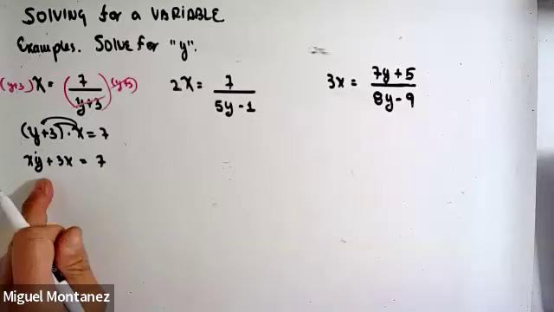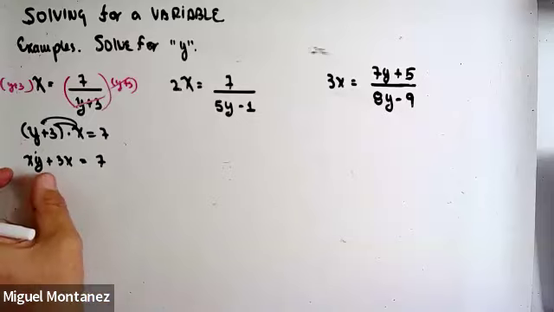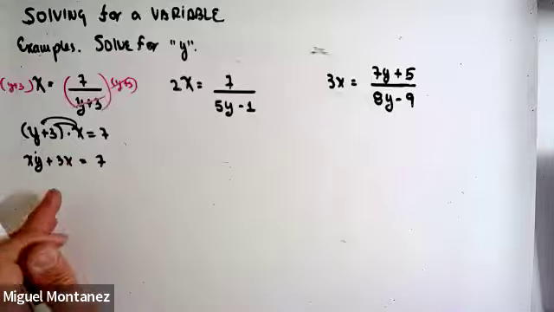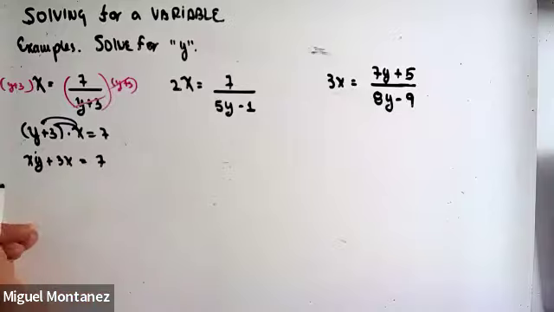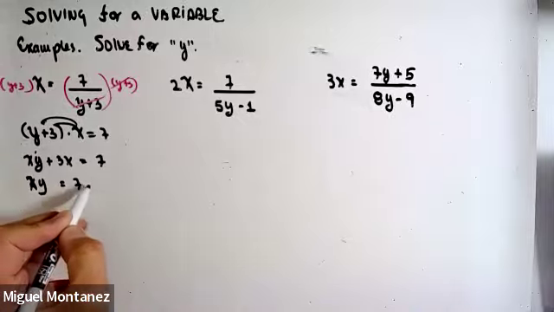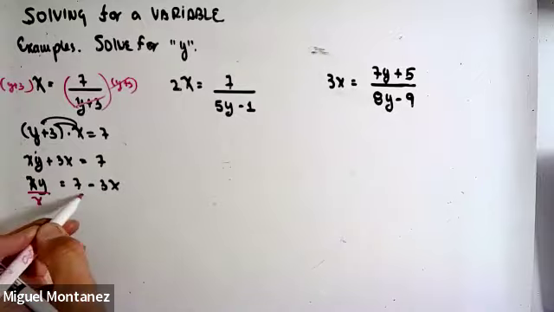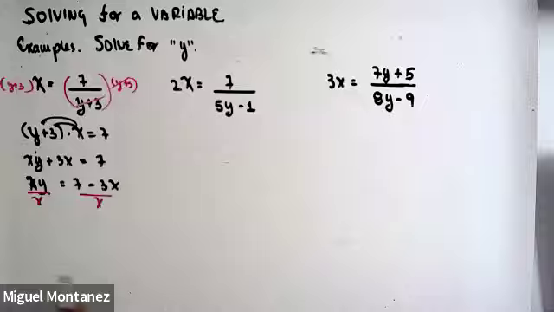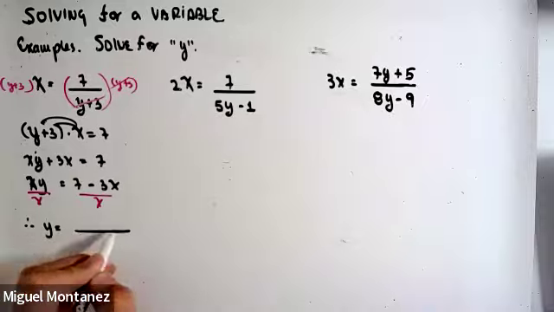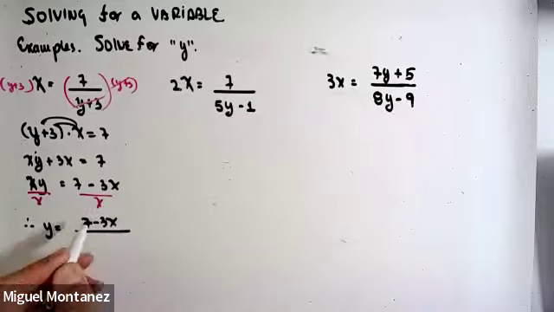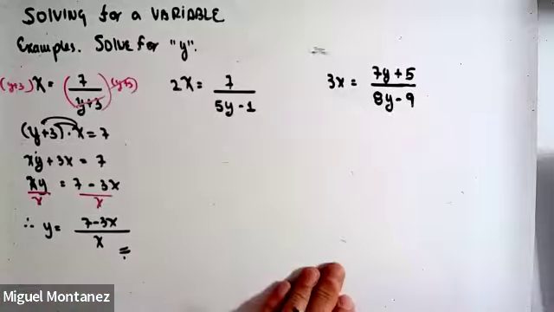Of course, since I'm isolating the y, I need to leave all the terms that contain the y, in this case, on the left, one side of the equation. I'm going to subtract 3x, xy equals 7 minus 3x, and now we may divide by x, and voila, our job is complete. y equals 7 minus 3x over x, and we're done.